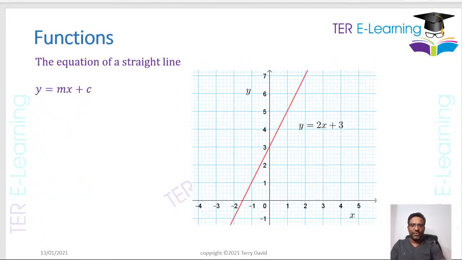Now, the next thing you need to know is how to find the equation of a straight line, or you need to know the general form of the equation of a straight line. All straight lines follow this form: y is equal to mx plus c, where m is a constant. That m is what we call the gradient of the line. I'm going to talk more about this just now. And this c is my y-intercept.